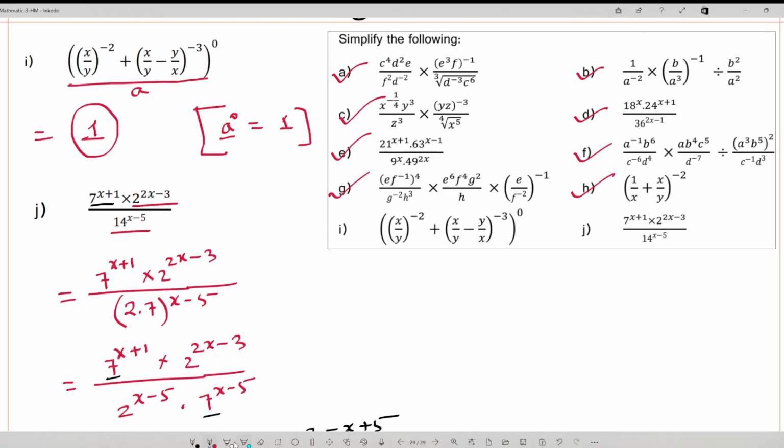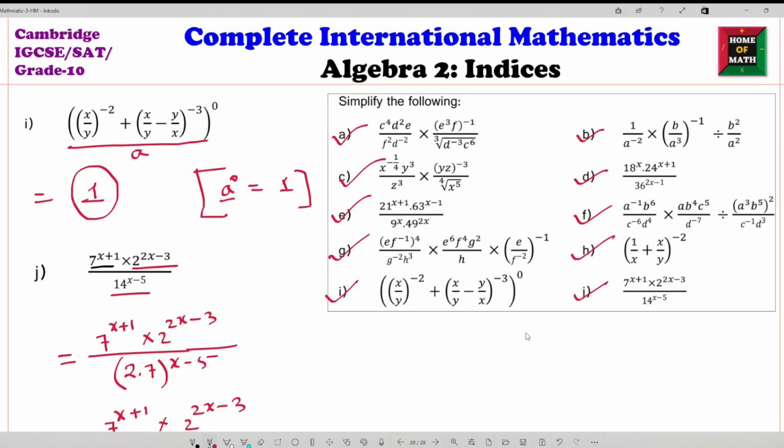So thank you very much for staying with us for a long time. Here we have simplified 10th grade indices. In the first part we completed 5 maths, A to E, and in this video we tried to complete F to J. So first one A to E and second one F to J.